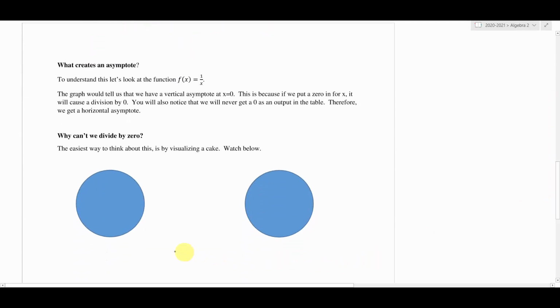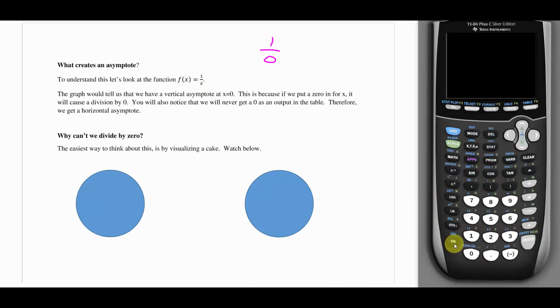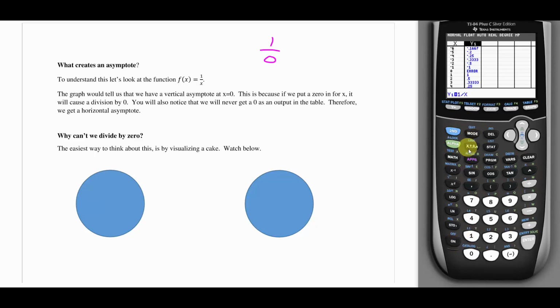So what creates an asymptote? Well, the idea that we might actually divide by 0 at some point. So consider this function, 1 over x. If I put a 0 in for x and evaluate this function, I'm going to get 1 divided by 0. I'm going to go to my calculator here, and try and type in 1 divided by 0. So there it is, 1 divided by 0, I get an error. Can't happen. The calculator doesn't know how to do it.